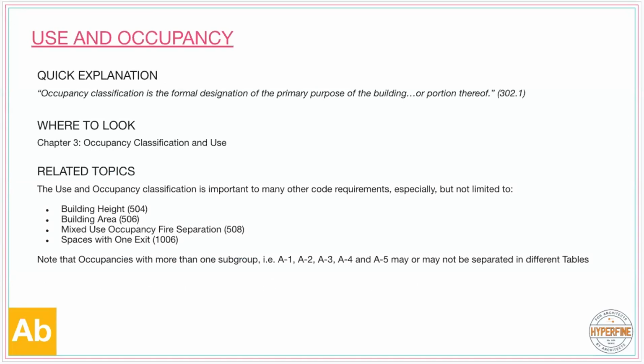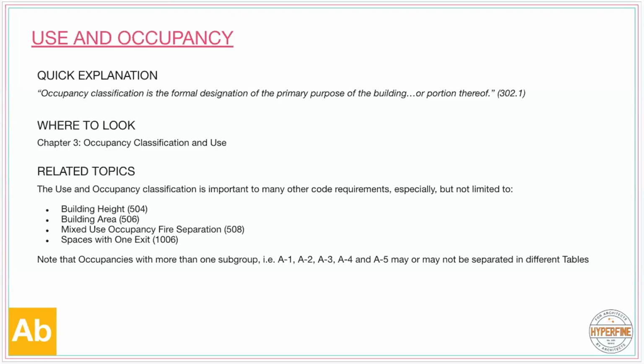So we'll start with use and occupancy. This is the classification. This is in italics, the quote straight from the IBC. The classification is the formal designation of the primary purpose of the building or the portion thereof. This is from 302.1. So you find this stuff in chapter 3. This is a pretty important chapter to know for the exam, just to know where it is, know what's in it, know how to navigate through it.